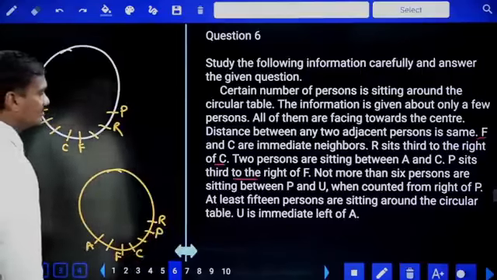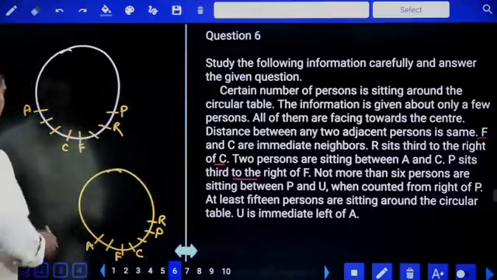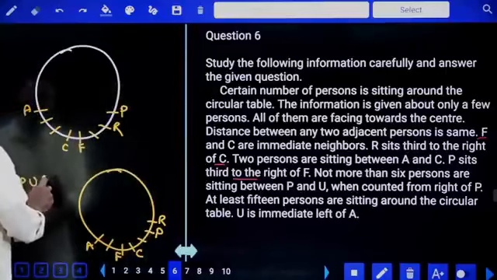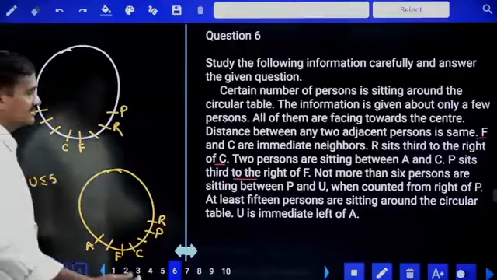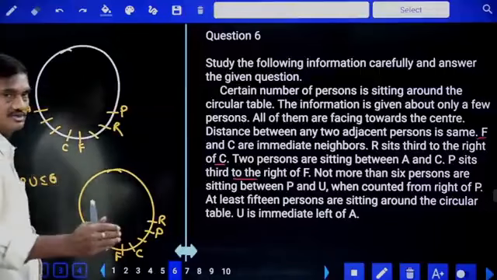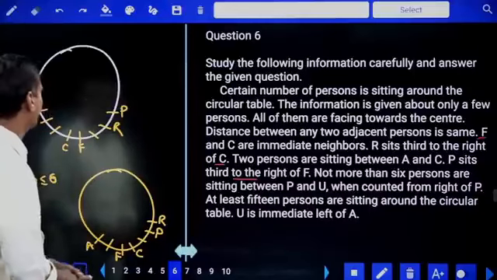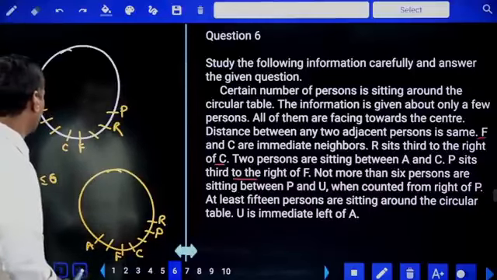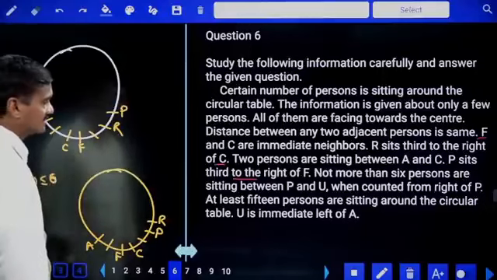And next one, not more than 6 persons are in between P and U. In between P and U, we must have less than or equal to 6. Either 6 members in between P and U or 5, 4, 3, 2 and 1. Counting from the right hand side of P, the number of persons in between P and U cannot be more than 6.